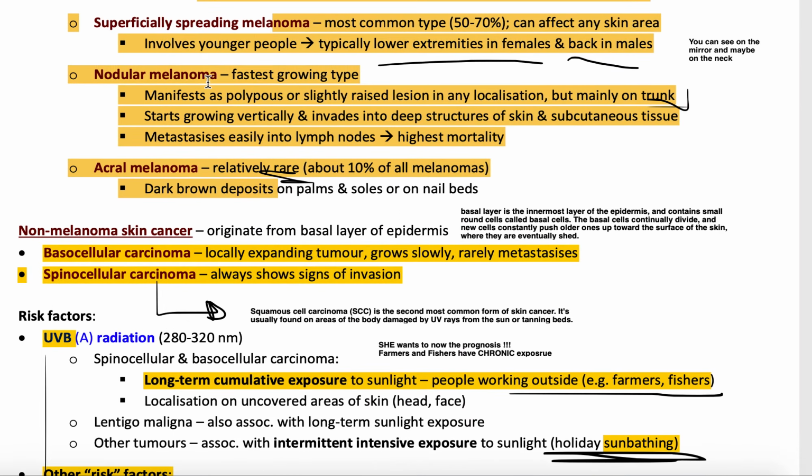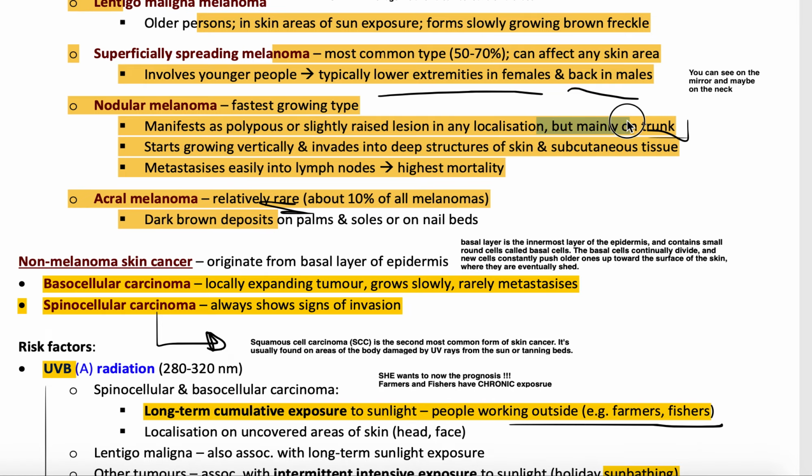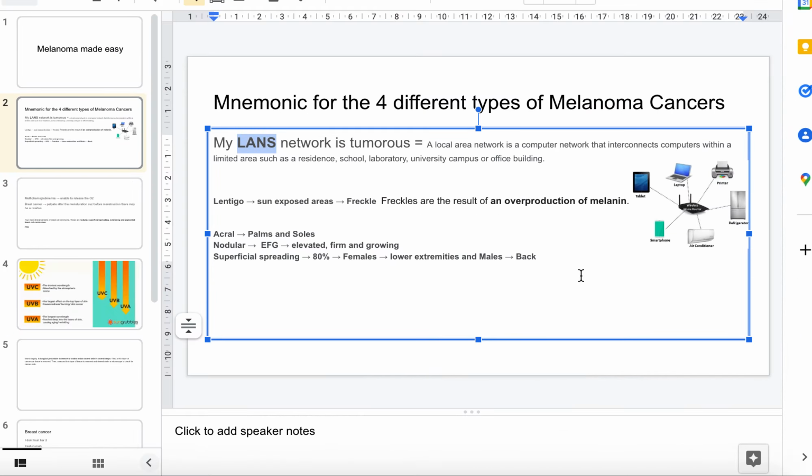So I have some other information over here. Fastest growing type. It is going to be polypous or raised lesions, and this is going to be mainly on the trunk, and it can grow into the skin in subcutaneous tissue, and it can metastasize into lymph nodes, and has the worst mortality. It's the worst type. You do not want nodular melanoma.